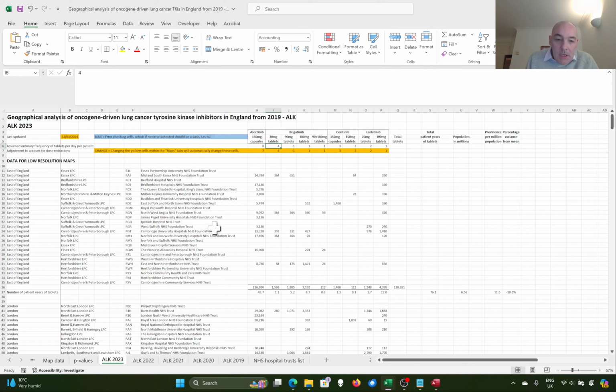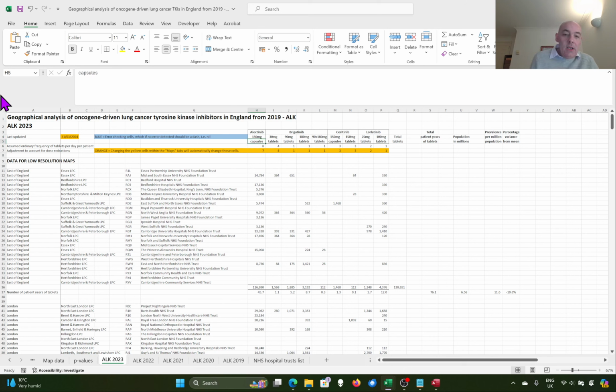Now up here, these are what I believe to be the standard doses for each tablet. Some of it is very easy, like brigatinib. You will know I take brigatinib. The highest dose of brigatinib is 180 milligrams. That's the standard dose. So anybody taking 180 milligram tablets will be getting just 1 tablet per day, 365 tablets per year. The same with lorlatinib. The highest dose is 100 milligrams, and so 365 tablets a year.